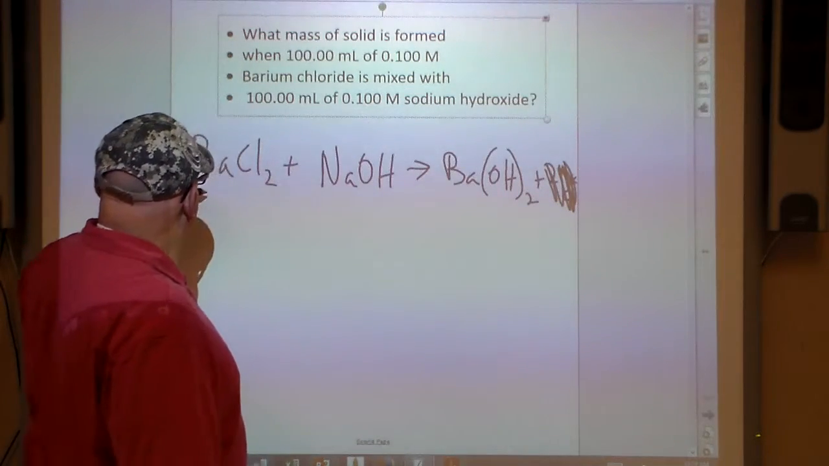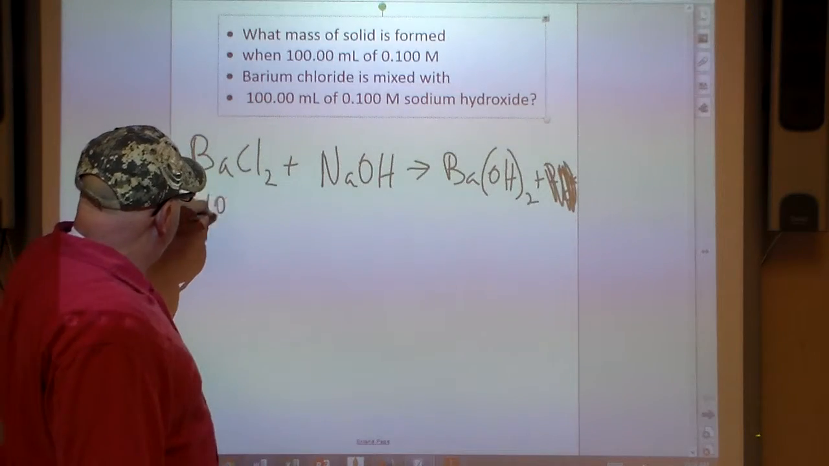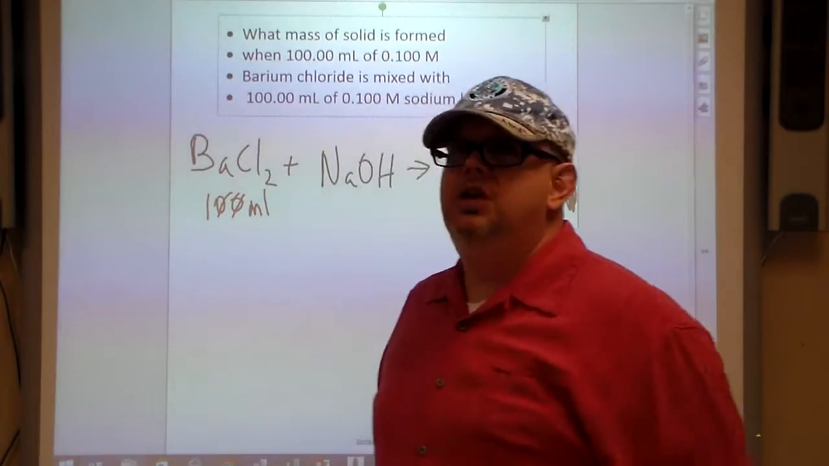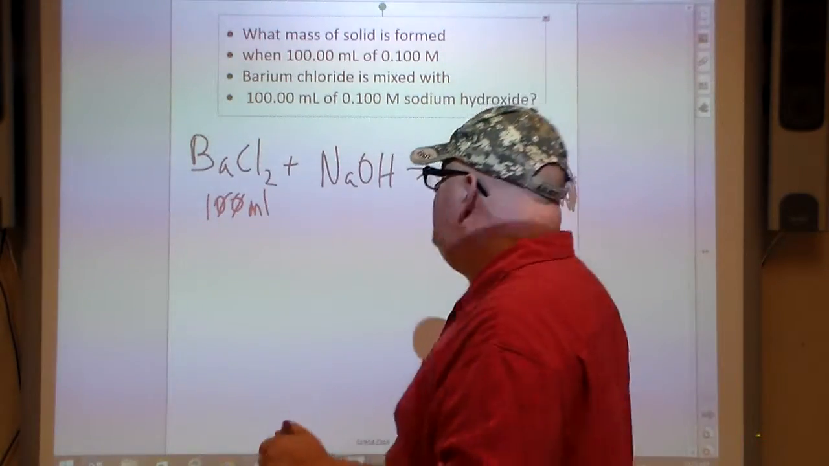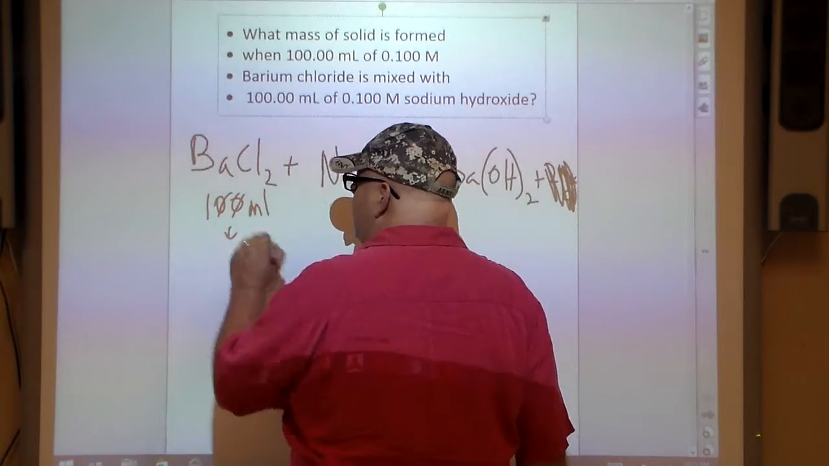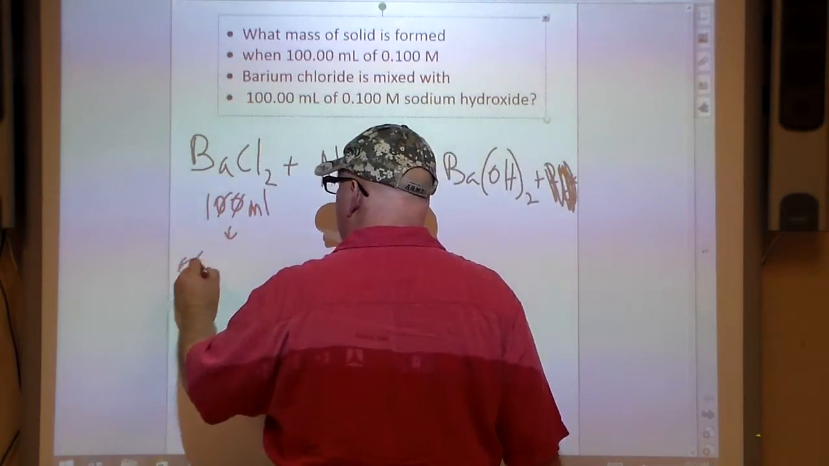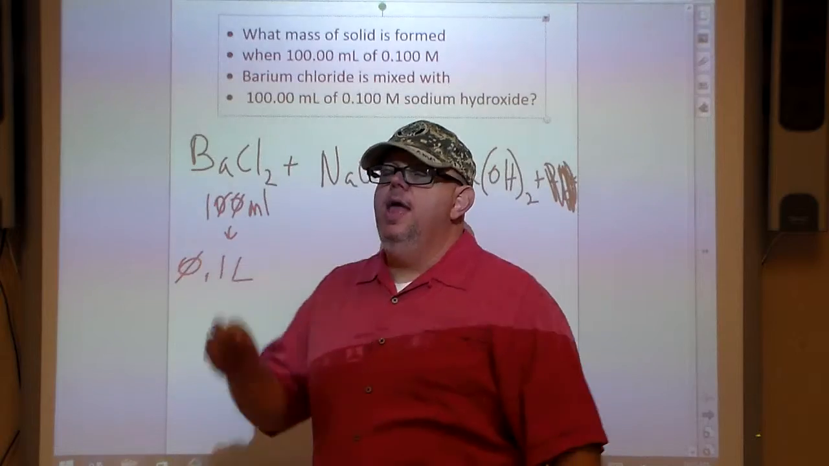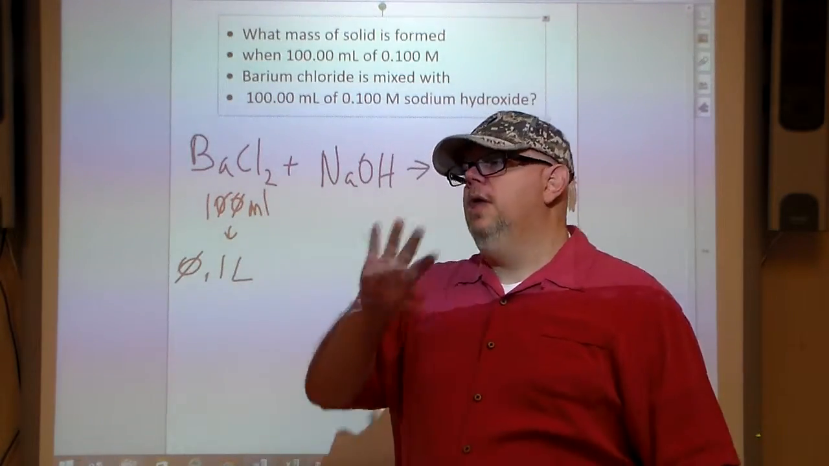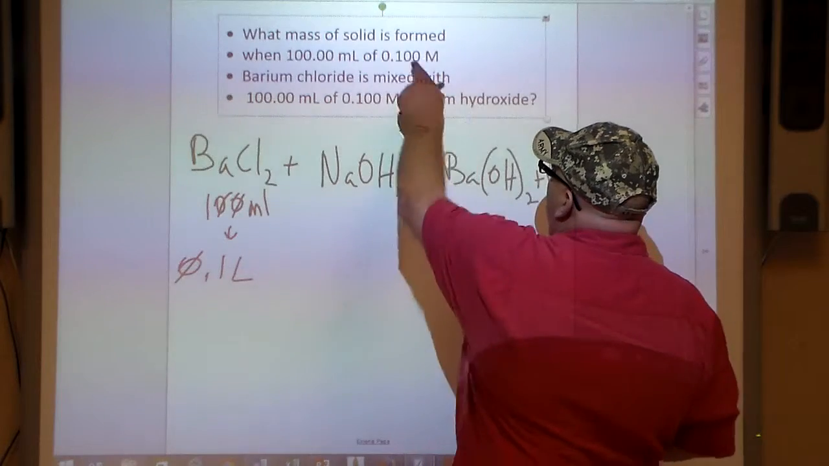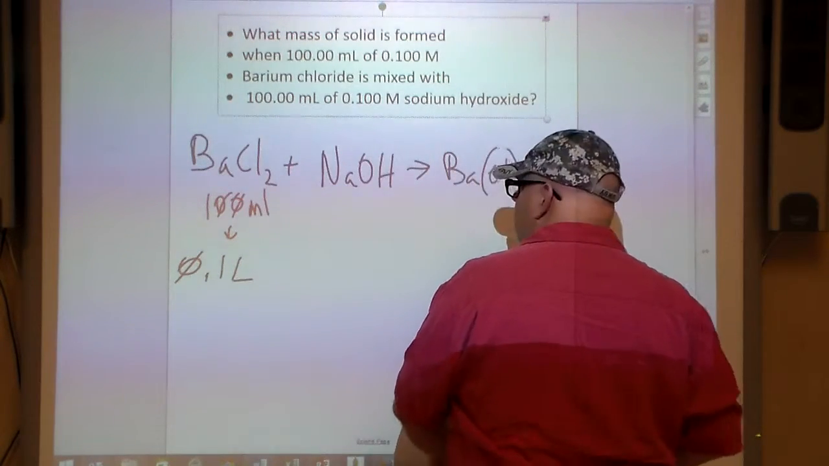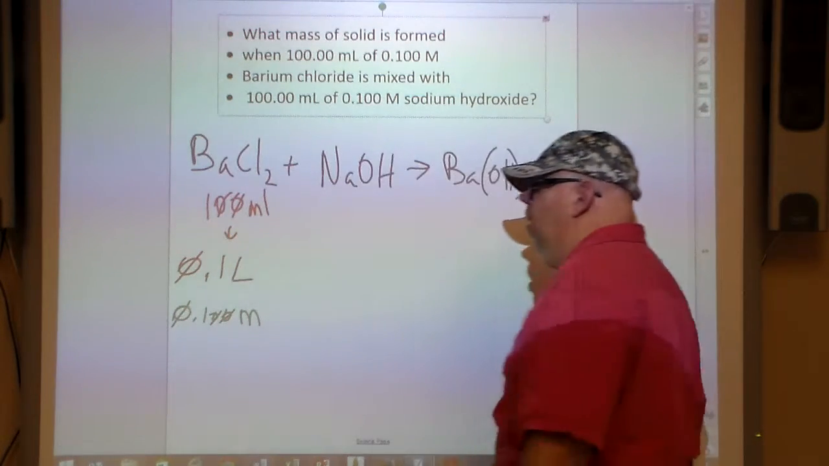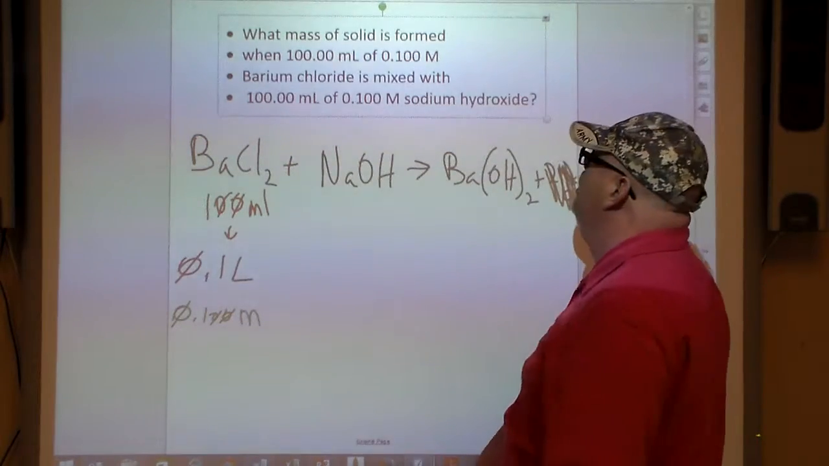We have 100 milliliters. If we're going to deal with concentration, what are we going to need to do with milliliters? That's right, we have to change that to liters. So I'm going to change that to 0.1 liter. How did I get there? How many milliliters are in a liter? Now, we also have a concentration of 0.100 molar. So that's the information we have for our barium chloride.